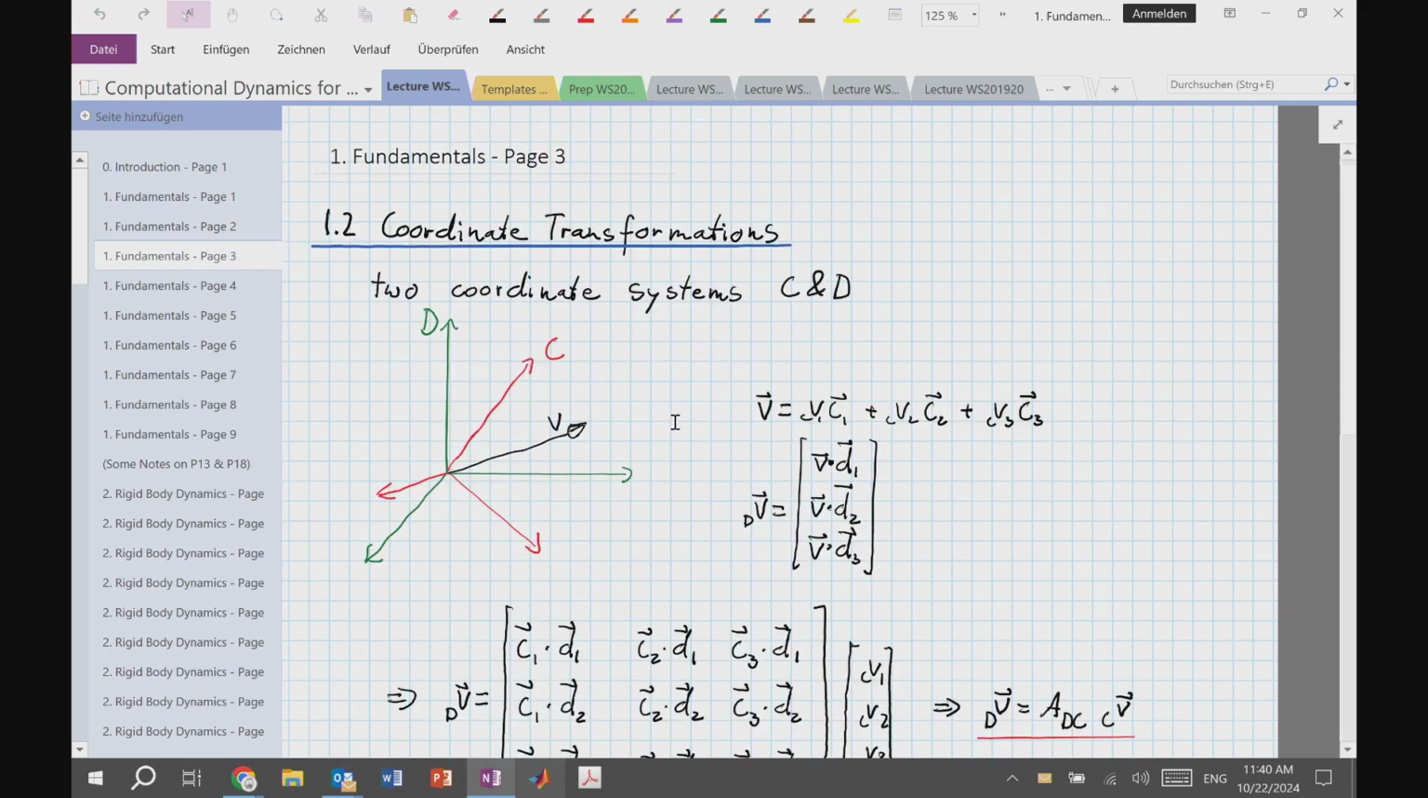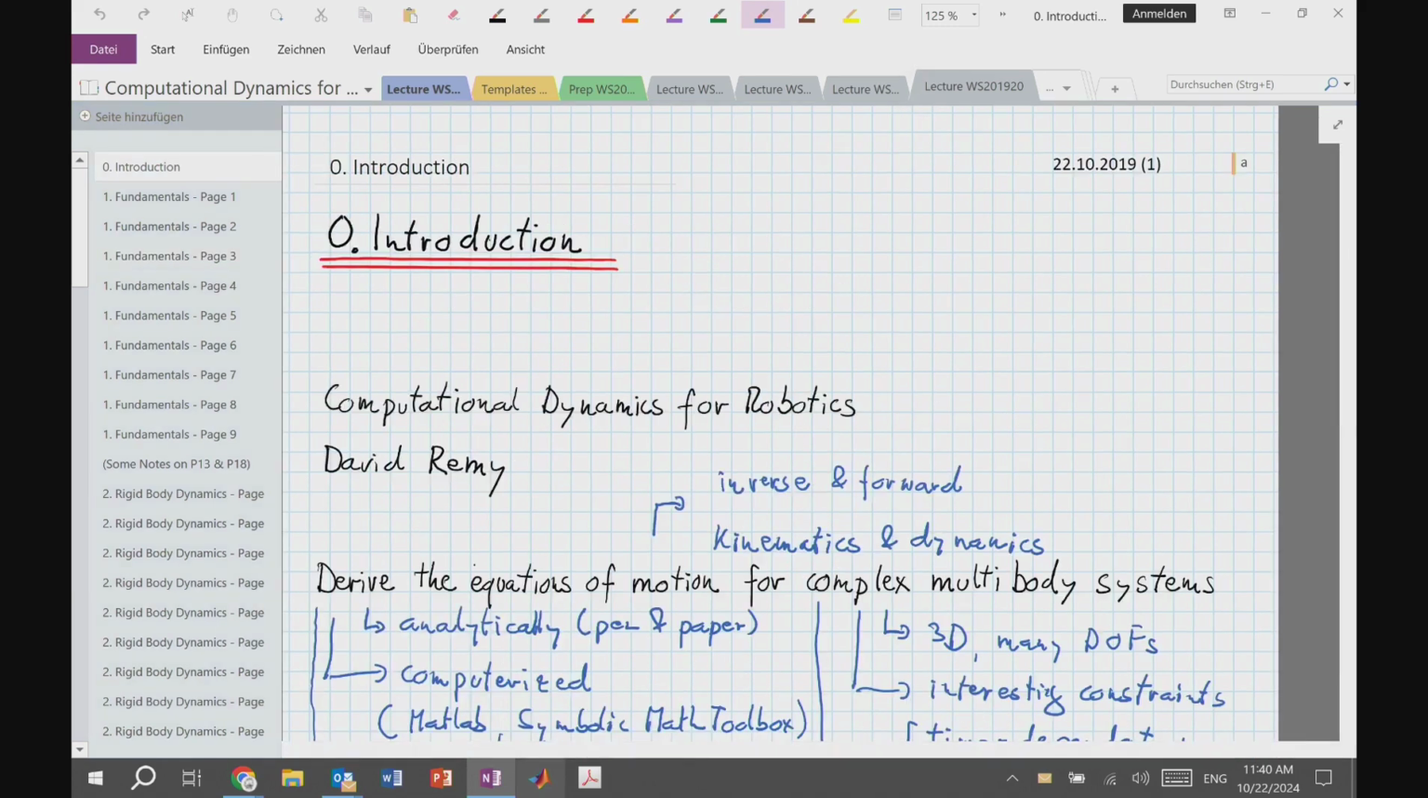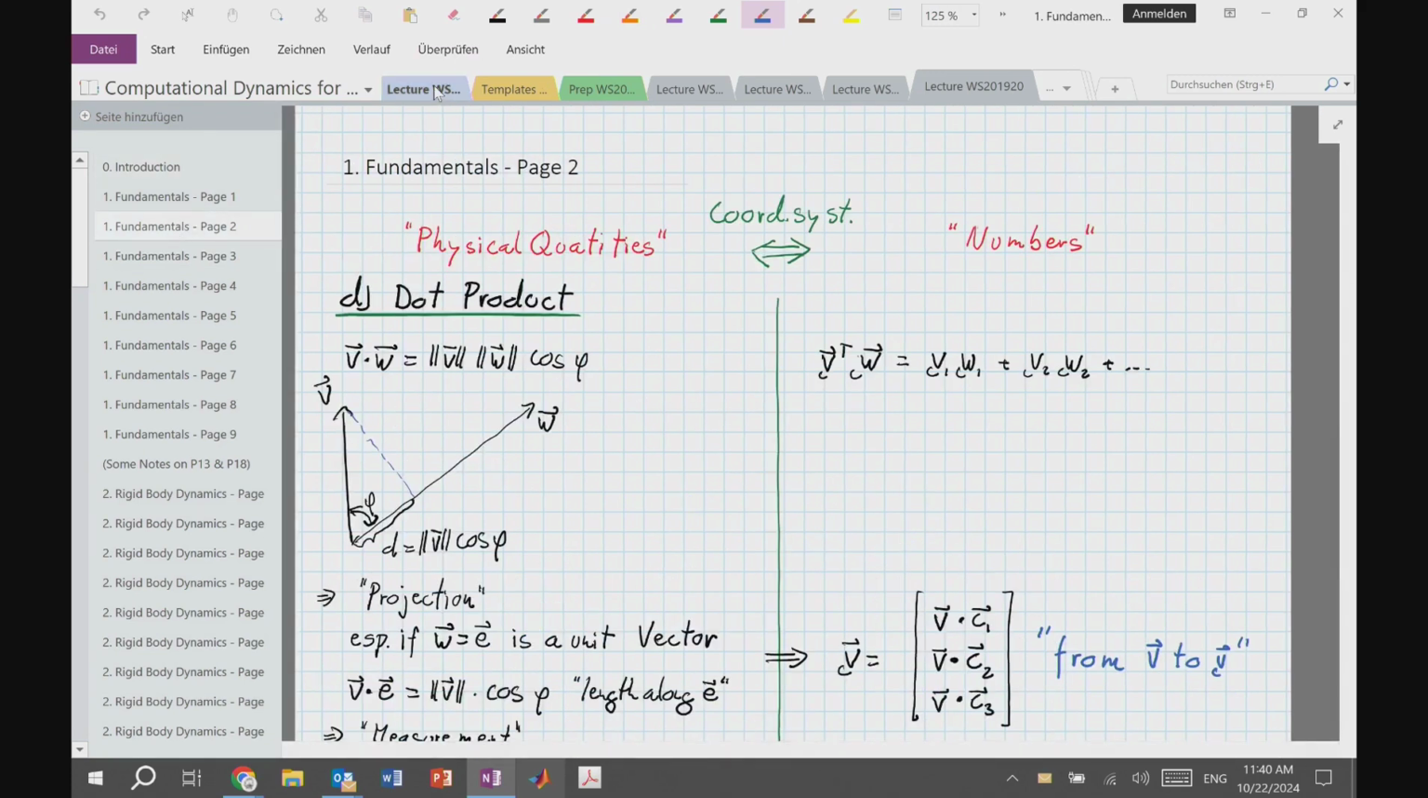Then I want to move on to coordinate transformations, which deal with the following question: if I have a vector v, which is something physical and exists before I introduce any coordinate system, what did I do right now?